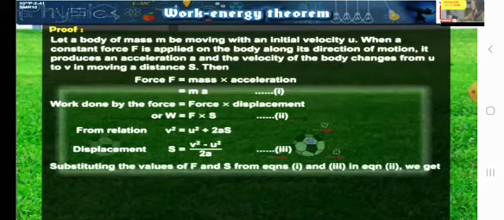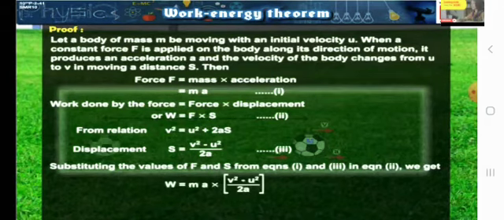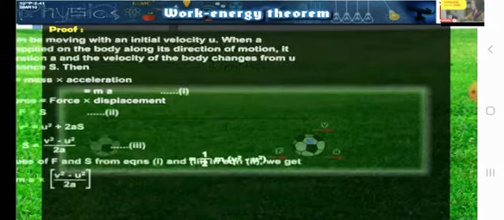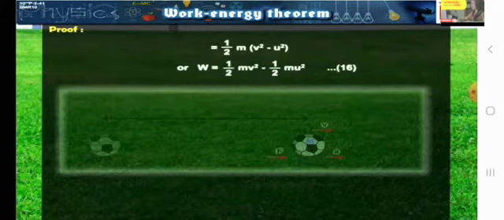Substituting the values of F and s from equations 1 and 3 in equation 2, we get W = ma × (v² − u²)/2a = 1/2 m(v² − u²), or W = 1/2 mv² − 1/2 mu². Let this be equation 16.